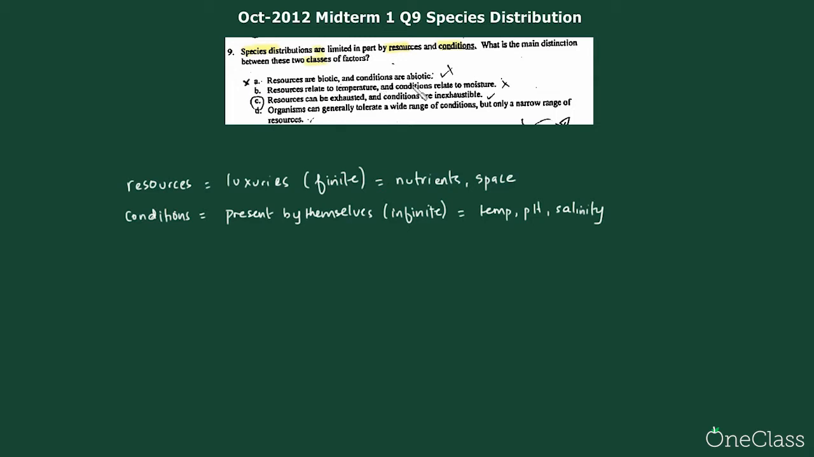Resources relate to temperature and conditions relate to moisture. Well, it is a condition. Temperature is a condition, not a resource, because if temperature was a resource, it would be a finite quantity. It would be a luxury. It would be something present in a smaller quantity, and something that organisms would be competing for. But because temperature is inexhaustible and it is present in infinite quantities, answer choice B is wrong.